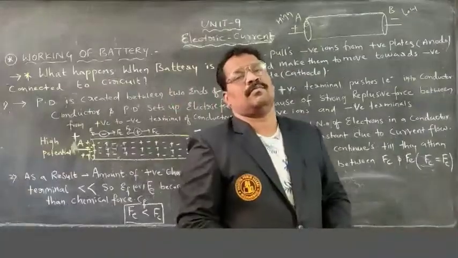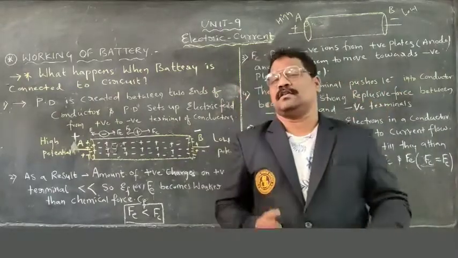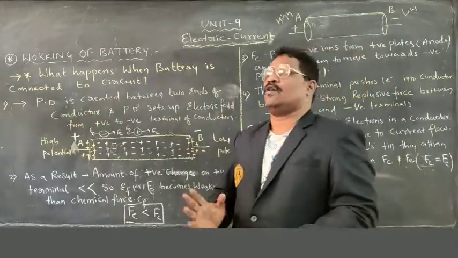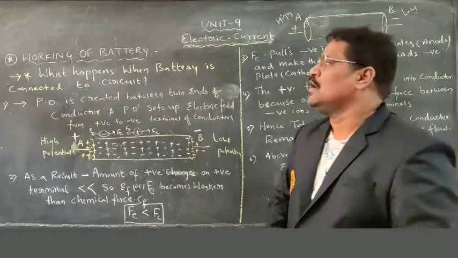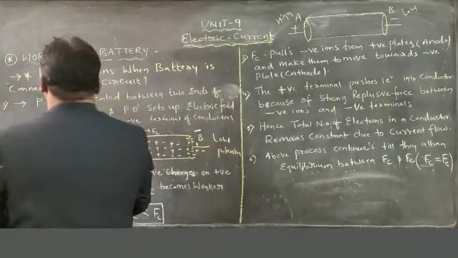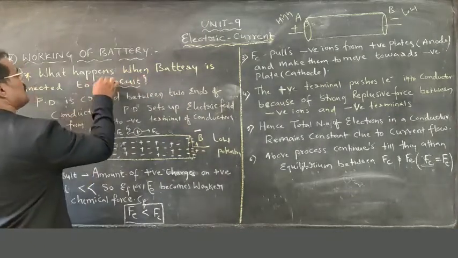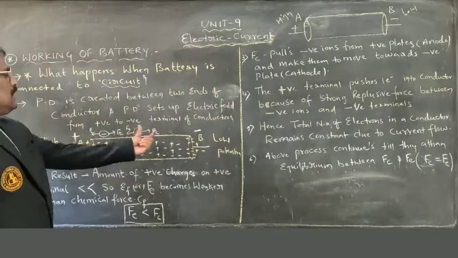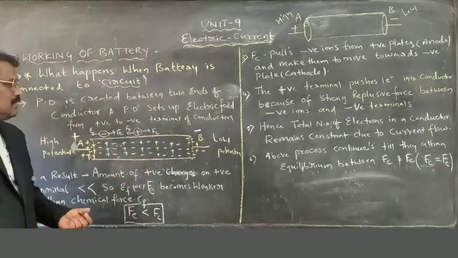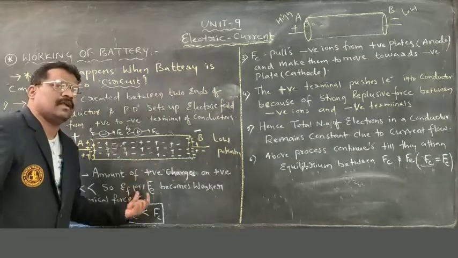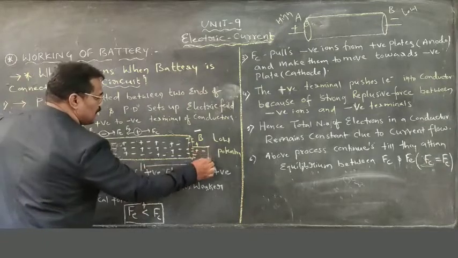Children, just now we have completed how the potential difference within a battery remains constant. Now we are going to study what happens when a battery is connected to a circuit. For example, this is a conducting wire. For this conducting wire, suppose I am connecting a battery.